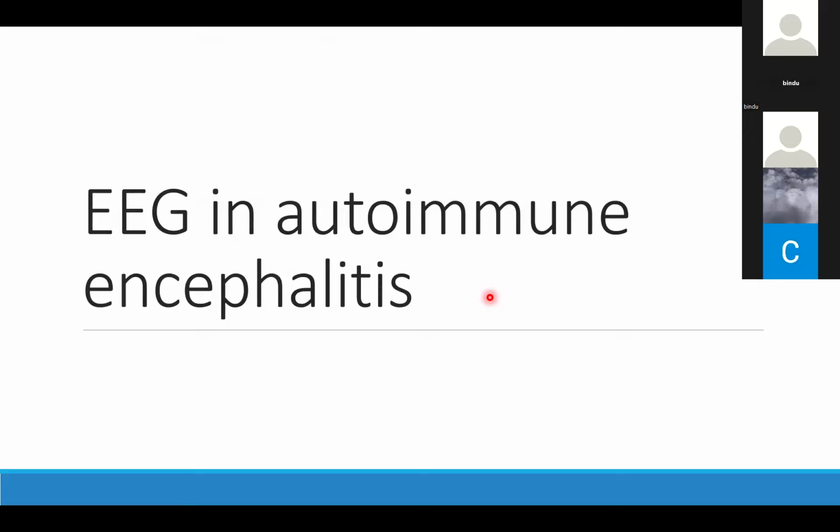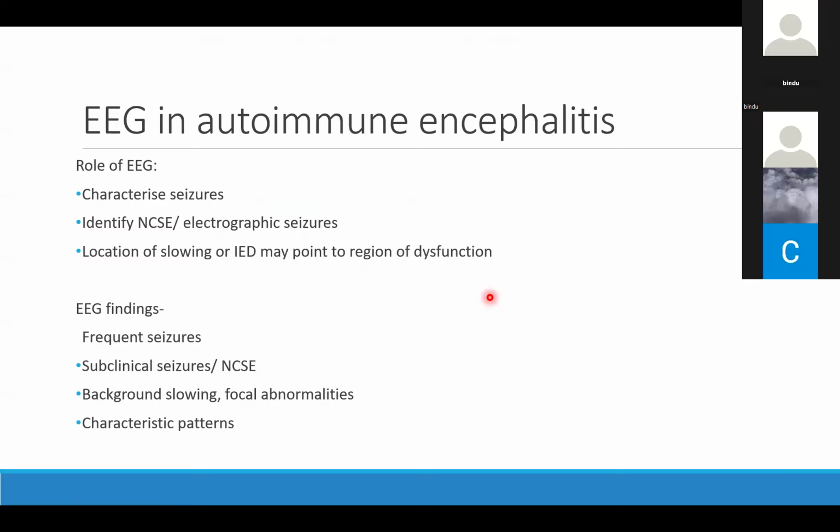Coming to EEG in autoimmune encephalitis. What is the role of EEG in autoimmune encephalitis? To characterize seizures: autoimmune encephalitis is marked by initial behavioral disturbances and initial seizures. To characterize the seizures, we can use EEG, to identify electrographic seizures as well as non-convulsive status epilepticus, and to look for localized slowing or IEDs, which can point to the region of dysfunction in autoimmune encephalitis, and to find out the etiology.